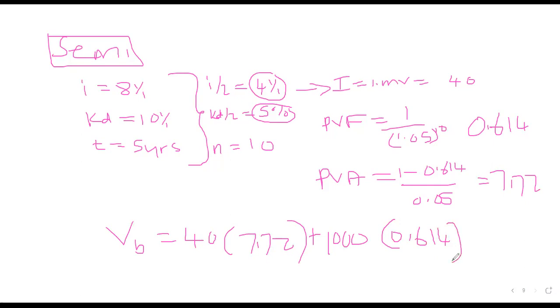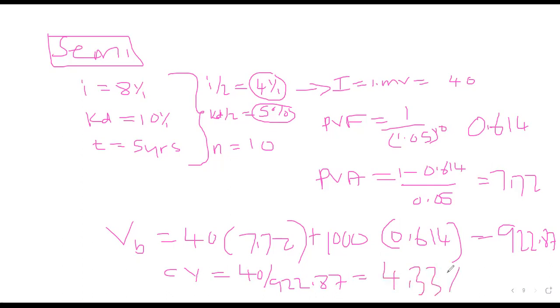So when you compute that, you're going to get 922.87. And how do we get the current yield? 40 over what? 922.87. All right. So this will give us 4.33%. That is our current yield. You know where the 40 is coming from and the 922. Are we together? Are we clear?